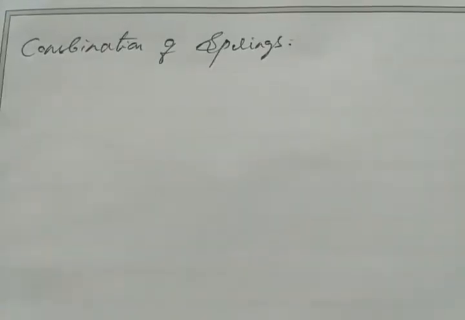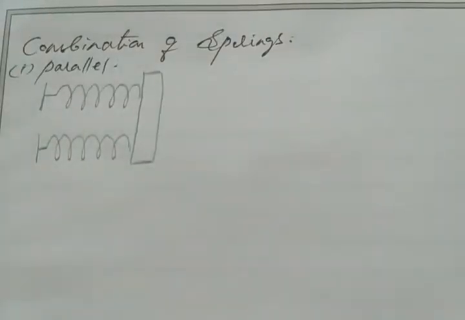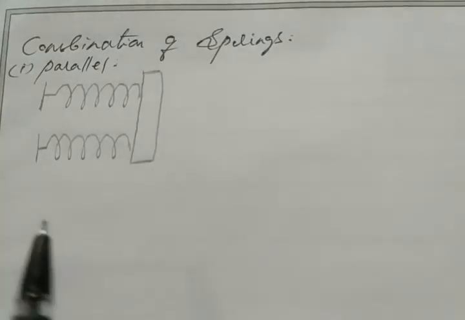Next topic is combination of springs. In many places, we use multiple springs for our purpose. For example, if you take a car, we use 4 springs, right? In some places, we use multiple springs, so we say it as combination of springs. So first one is parallel combination. Here we have 2 springs which are attached to a mass. These 2 springs are connected as parallel combination.